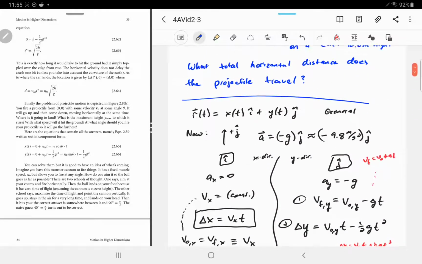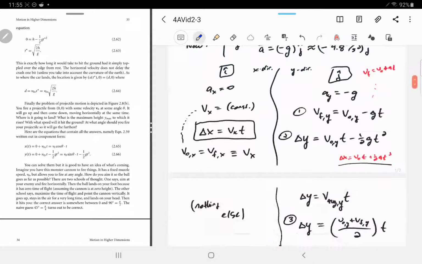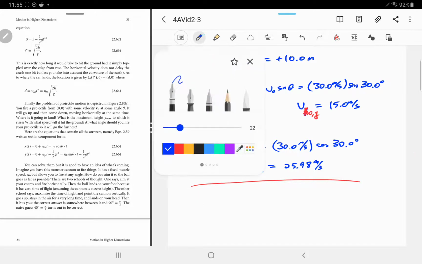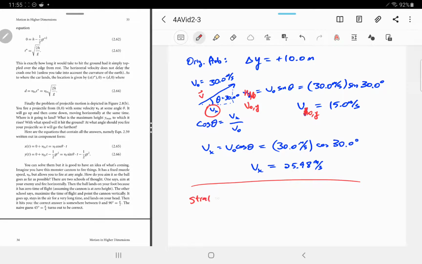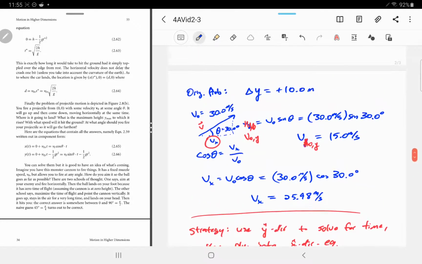Now to solve this problem, it looks like we know a lot about the y direction. So our general strategy is going to be to use all this info. Maybe I'll do the strategy in red and then I'll go back to solving it in blue. So our strategy: use the y direction to solve for time, then plug into our x direction equation. Remember, time is the thing that's going to connect these two equations. Okay, so we're solving for time.